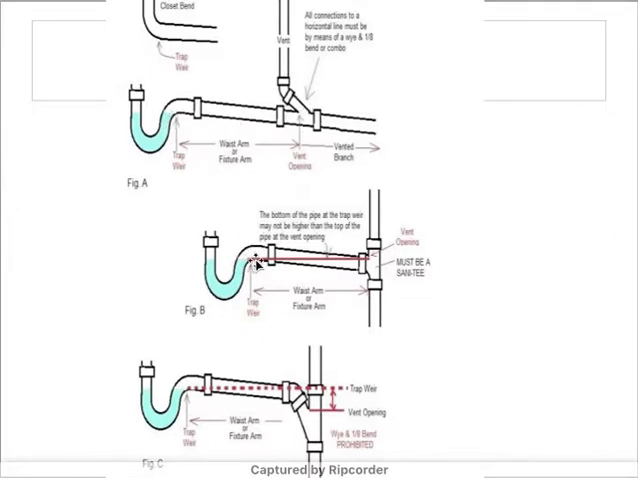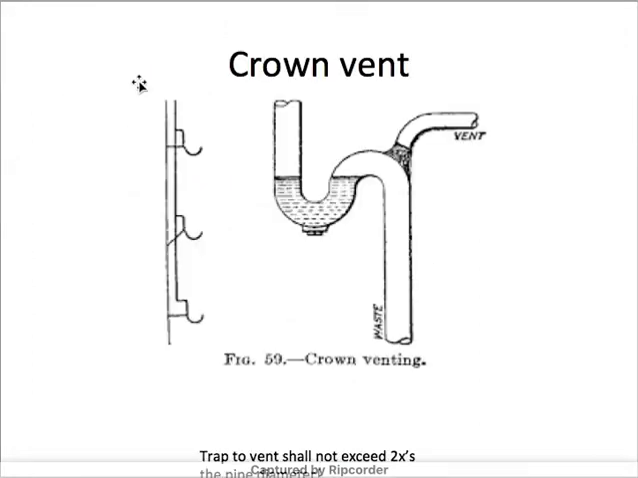All right. You just want, between the pitch and the fitting choices, to have a volume of air on top of that pipe. You know, water on bottom, air on top. Constantly keep that venting system working the way it's supposed to. It's supposed to protect this trap seal here. And we have what they call a crown vent. This is an old picture, clearly. The trap to vent shall not exceed 2 times the pipe diameter.